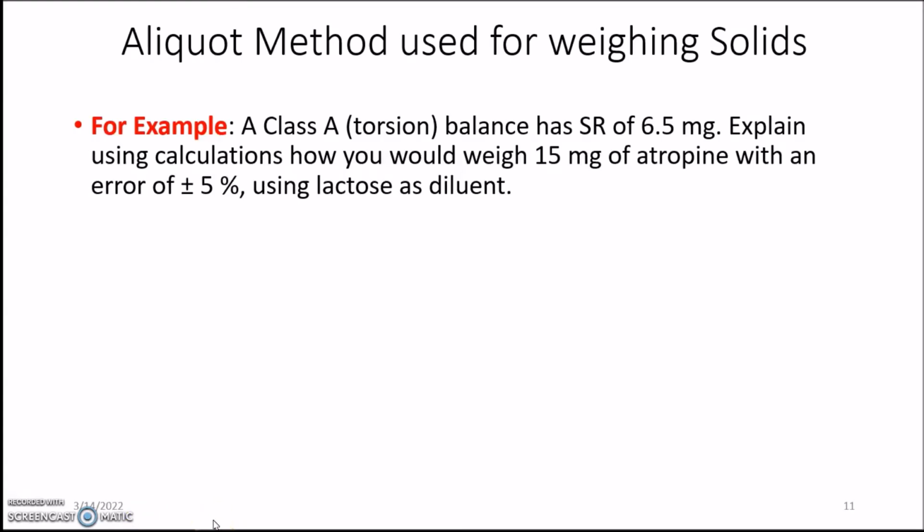So for example, a class A torsion balance has a sensitivity requirement of 6.5 milligrams. Explain using calculations how you would weigh 15 milligrams of atropine with an error of plus or minus 5% using lactose as diluent.